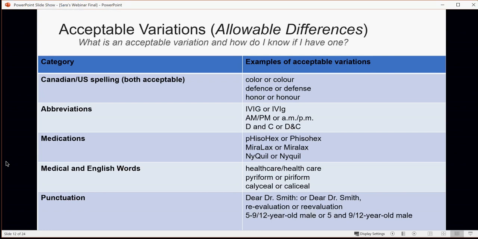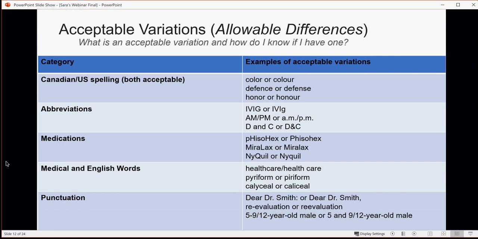Medical and English words. Healthcare and health care, whether it's one word or two words, we'll accept both. Piriform with a Y, piriform with an I. Same thing. Calycele or calicele, Y or I, as I mentioned earlier. You'll see them both in Stedman's. That makes an acceptable or allowable difference.